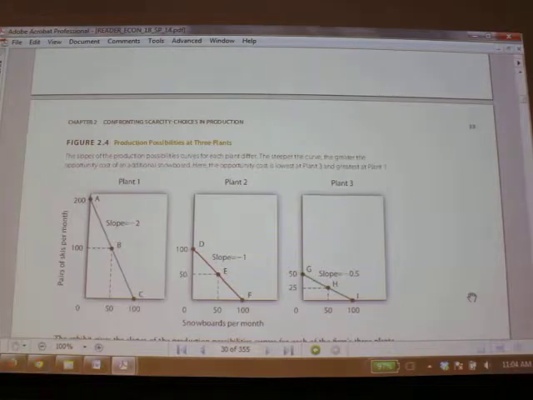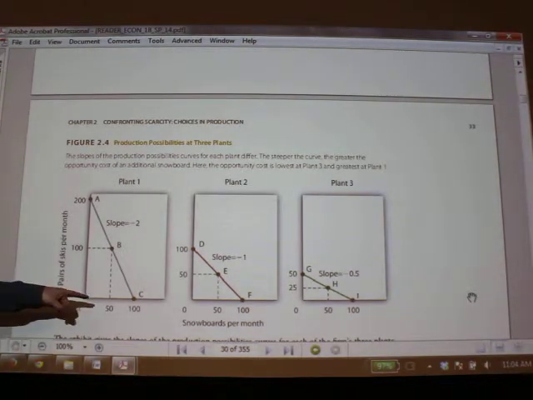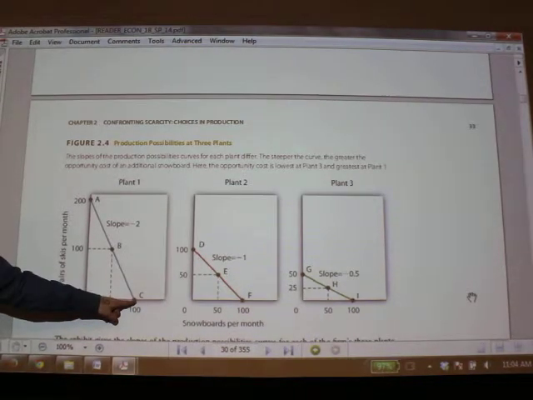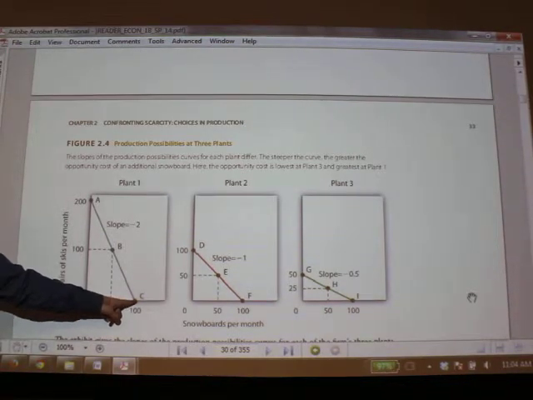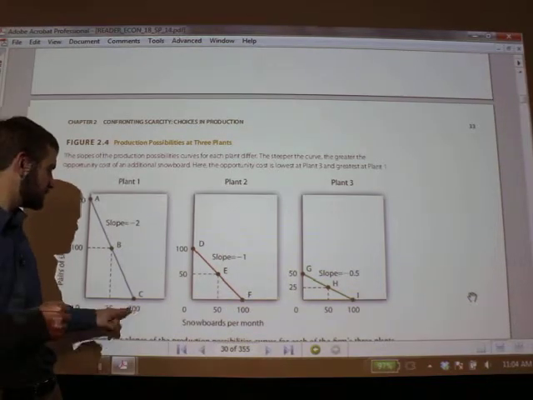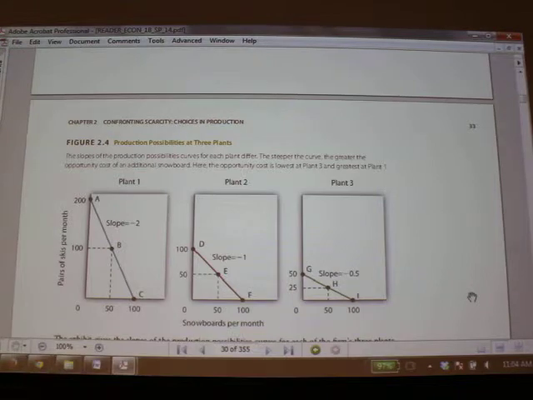And so you could see that the opportunity cost of producing snowboards is different for each factory, right? Here, to produce 100 snowboards, how many skis do you give up? Or 200, right? So the opportunity cost of producing 100 snowboards is 200 skis. This is sometimes an easy way to think about opportunity costs. So I'm going to go through the trouble of writing it down for you.